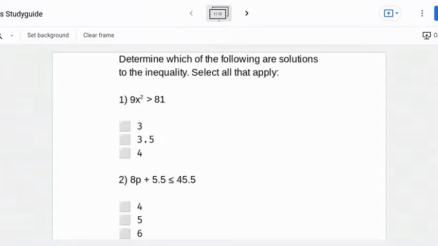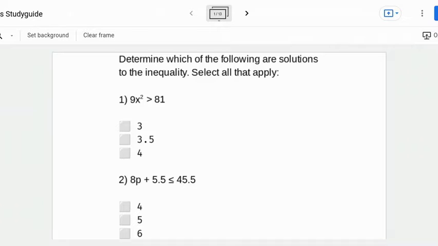On the first one, the directions say determine which of the following are solutions to the inequality. Select all that apply. So we know if it's a determining problem, it's going to be a yes or no. So we're going to need to plug numbers in to try. The first one says x is 3.